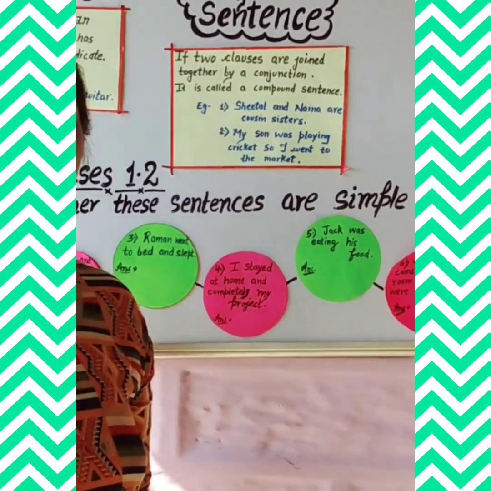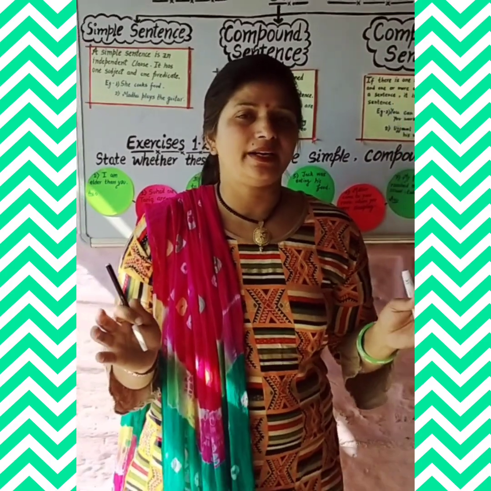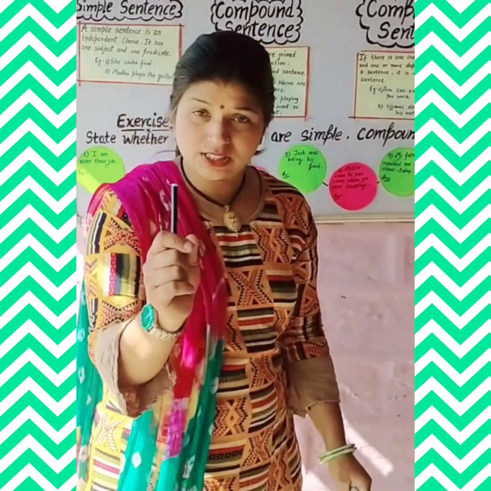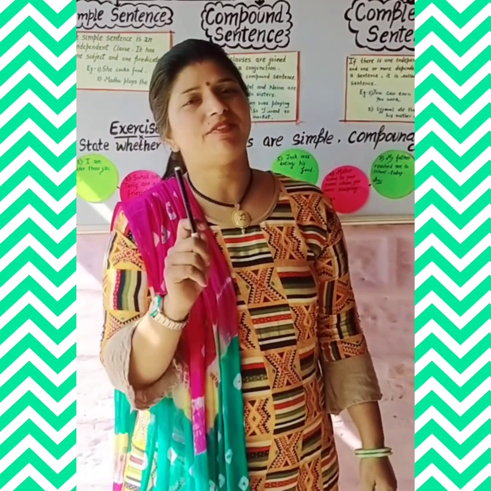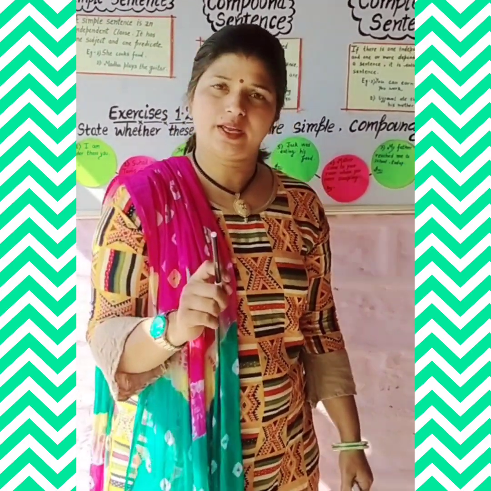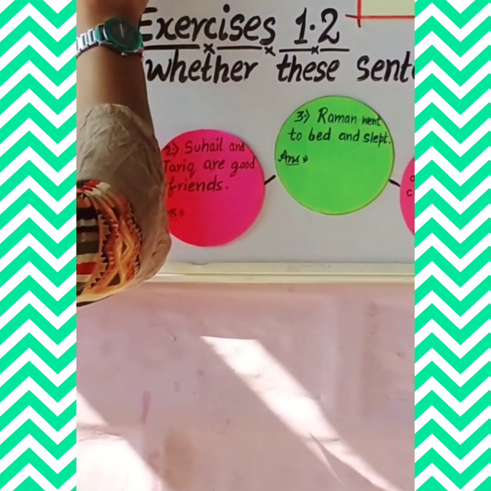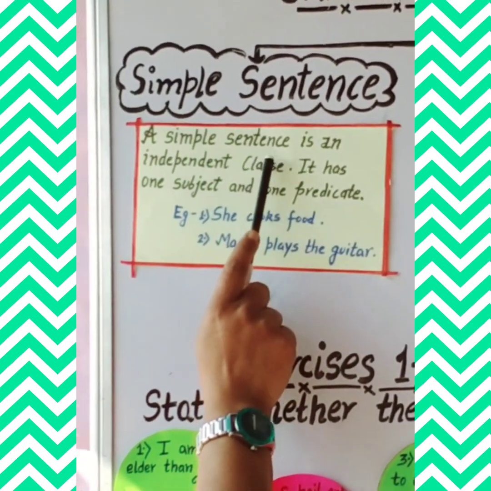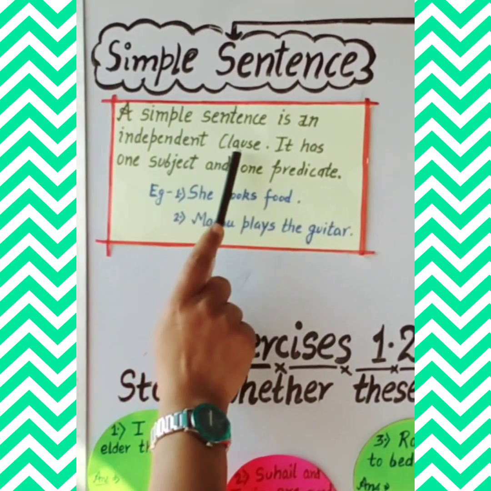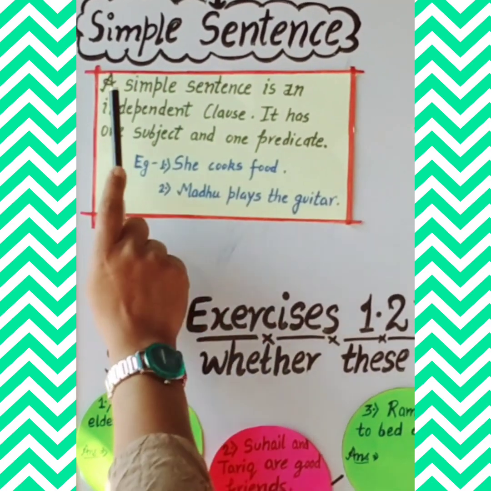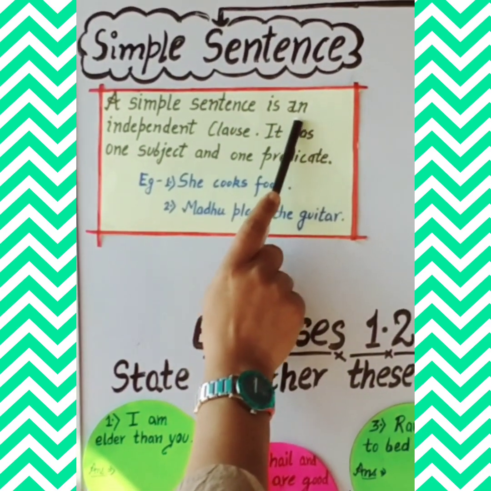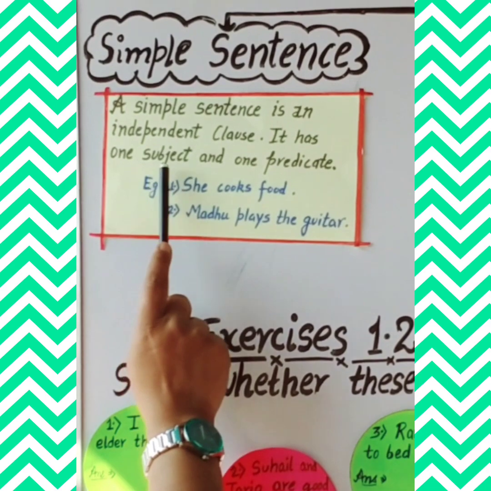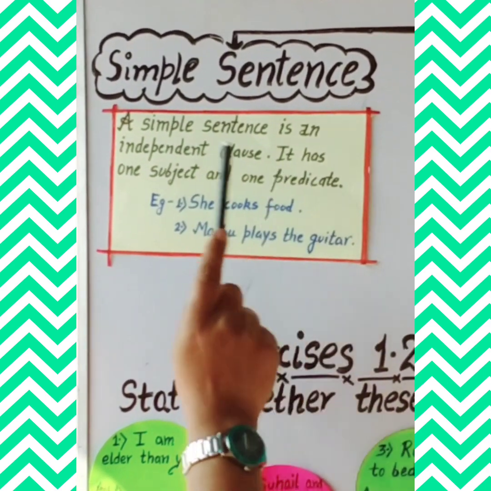By these words only you can understand the meaning of these sentences. So let's understand these different types of sentences one by one. Okay, now see, the simple sentence. What is a simple sentence? A simple sentence is an independent clause. It has one subject and one predicate.